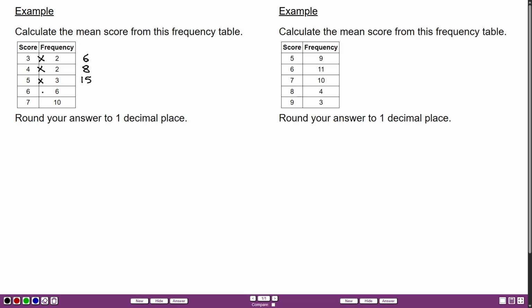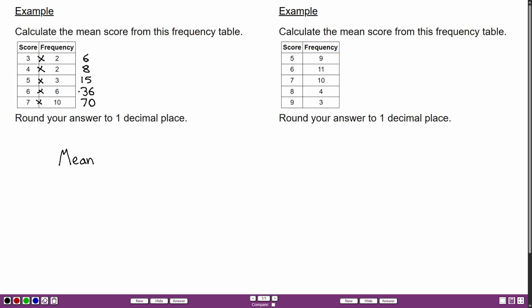These people here, 6 times 6, they got 36. And then finally, these 10 people here at the end, they each scored 7. So they contributed 70 to the grand total. Now, to work out the mean score, we're going to need the total score divided by the total frequency.